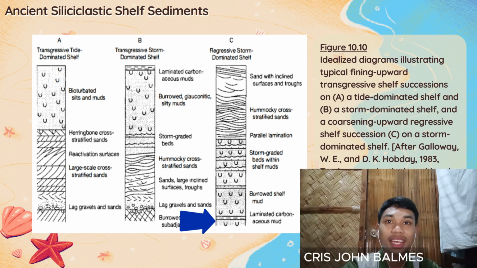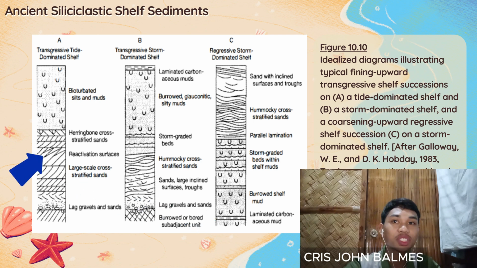Oh, and that's right. Here in our tide-dominated shelf, we can see a reactivation surface like we have mentioned earlier as one of its distinctive characteristics. This one here. And both of our storm-dominated shelves here, both transgressive and regressive, have hummocky cross-stratified features. This one here in the not-so-bottom layer in Figure B, and this one here in Figure C.